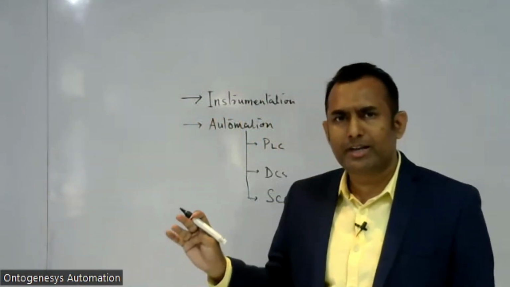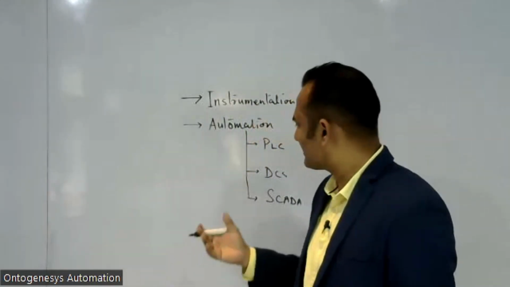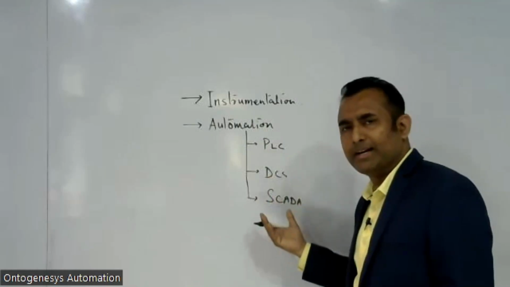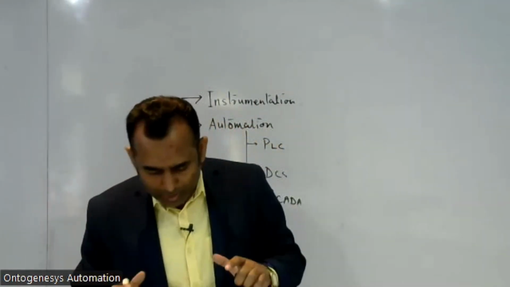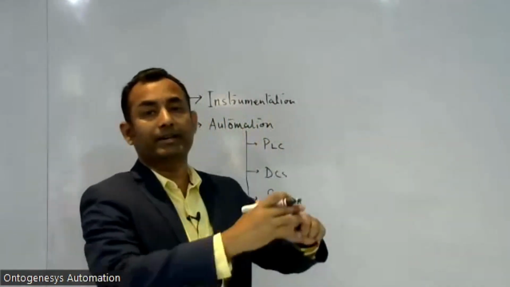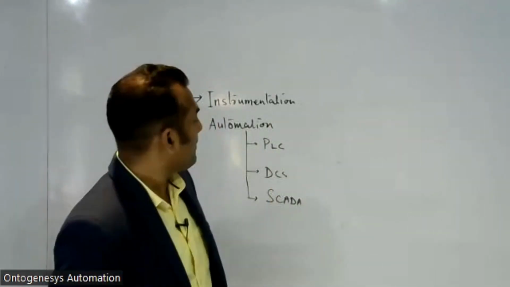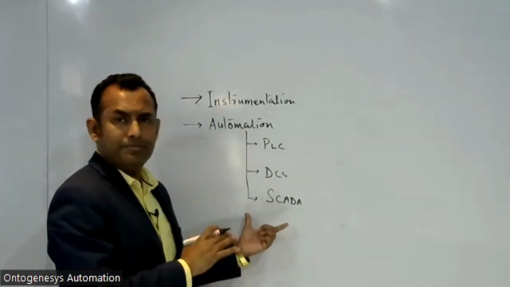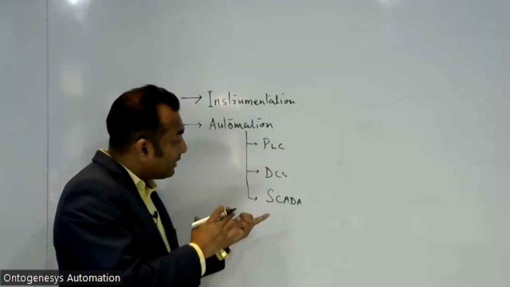So all kinds of field equipment, all kinds of field instruments, all kinds of sensors, PLC, DCS, SCADA. Now you can think that, okay, I know the automation part, I know the instrumentation part, I can design, I can control any system. So this much is control and instrumentation, but this is not sufficient.